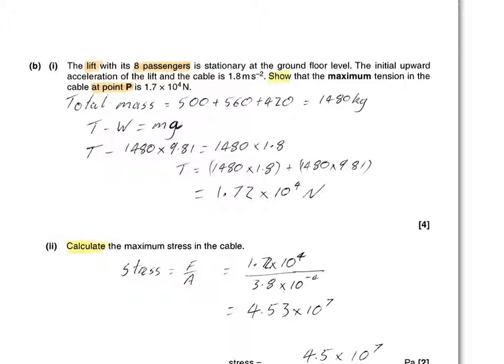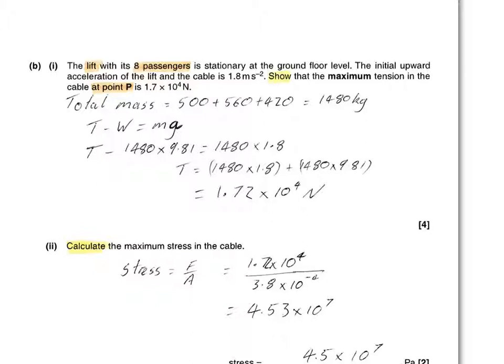Then part B, we've got the lift with 8 passengers stationary on the ground floor level, and the initial upward acceleration of the lift and the cable is 1.8 meters per second squared. Show the maximum tension of the cable at point P is 1.7 times 10 to the 4. Again, we've got show. So my explanation, my description is absolutely crucial. Now, straight away, as soon as I start thinking about this question, I realise I'm going to be dealing with MA. I've got an acceleration. I'm going to be thinking about net force. Or the weight is also going to be relevant, mg.